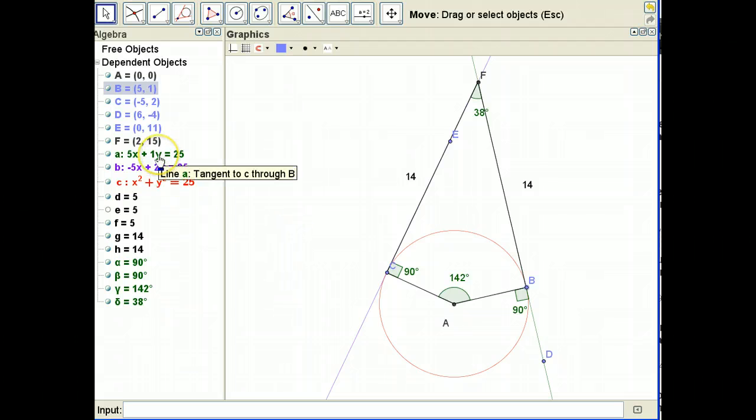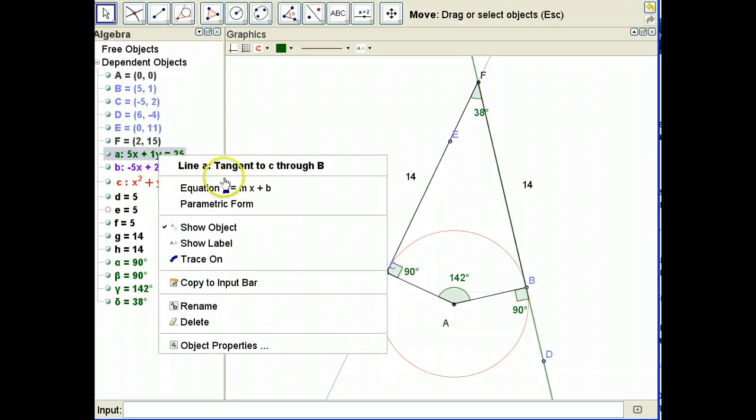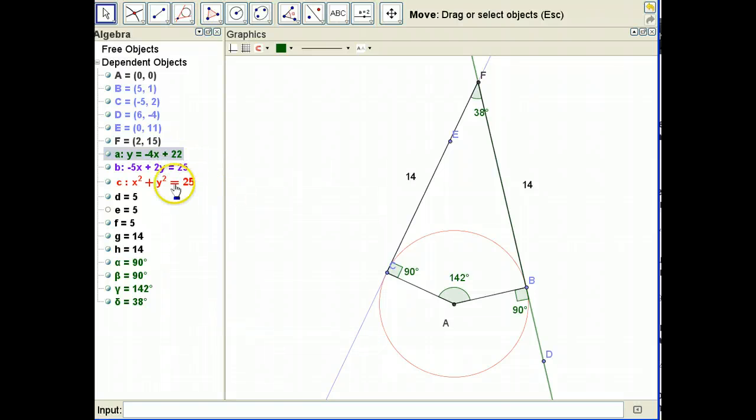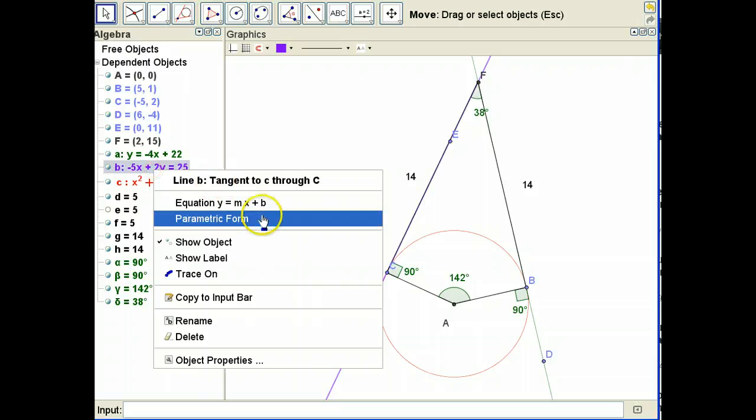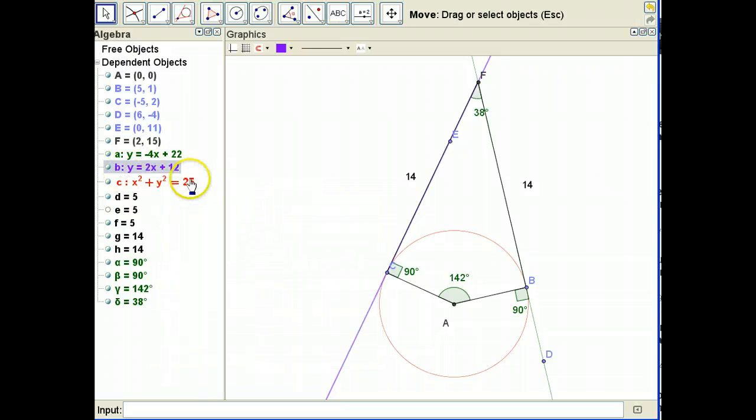Here's the equation of the tangent. If you right click and put both of those into mx plus b form, it's a little easier to read. The green tangent has a slope of 4. What that means is the radius should have the opposite reciprocal slope. Opposite would be positive 4, reciprocal would be 1/4. The A to B segment, the radius, should have a slope of 1/4.